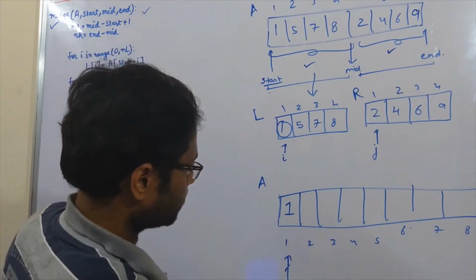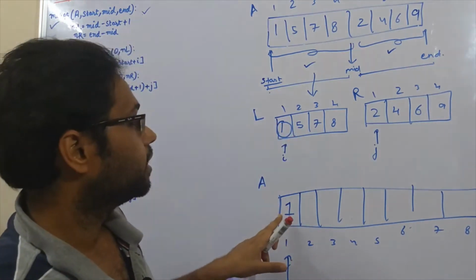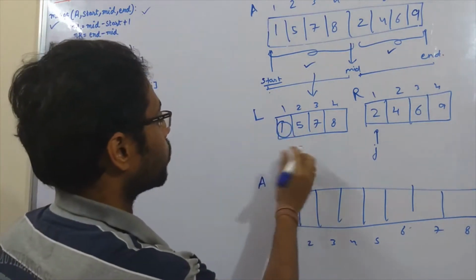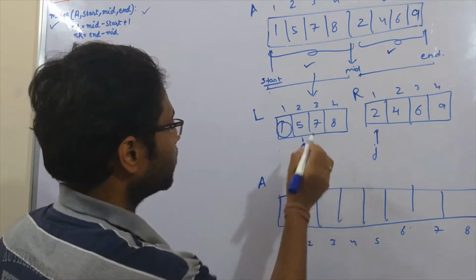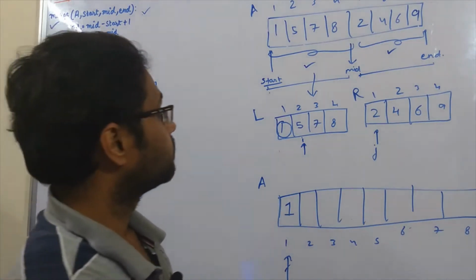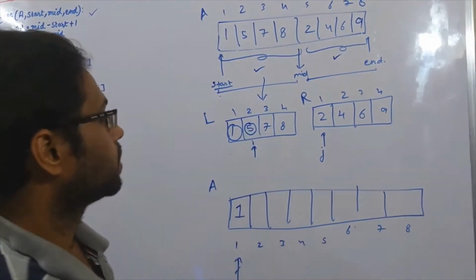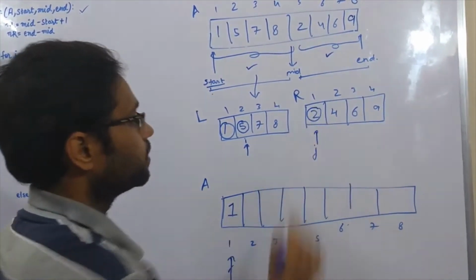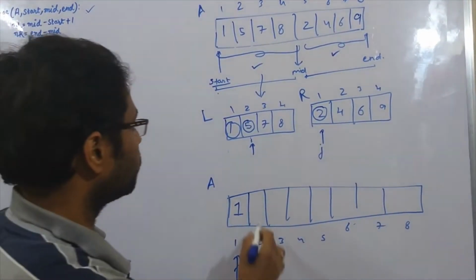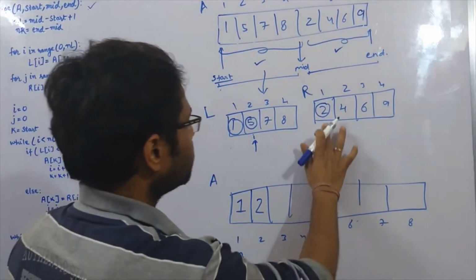So we will copy that element into the array A, and suppose this is the pointer k. After putting the element in array A, we increase the i pointer. Now i will point here, and j will remain the same. Next we compare the next element, that is 5, with 2. Which one is lesser? 2 is lesser. So we copy the lesser element 2 and we increment the j counter.